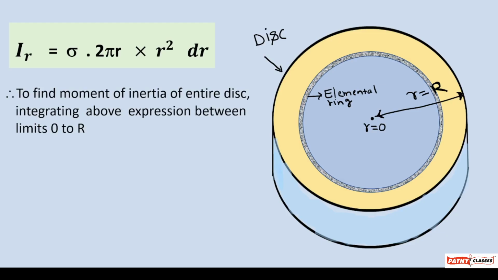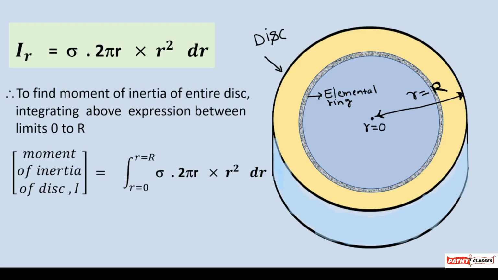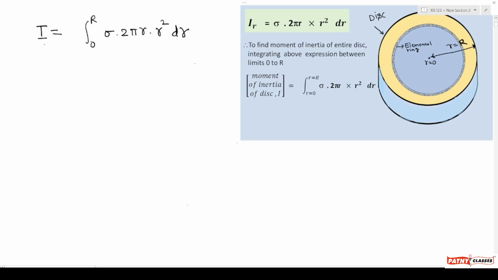Now our aim is to find the moment of inertia of the entire disc. To find it, integrating the above expression between limits 0 to R. Therefore the moment of inertia of the disc equals the integration between the limits 0 to R of sigma 2 pi r times r square with respect to r. Here the integration is with respect to r.